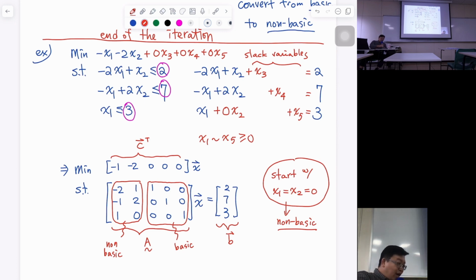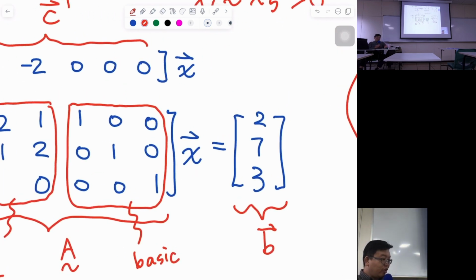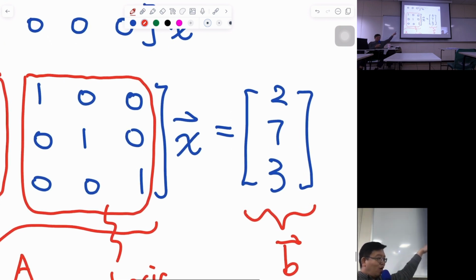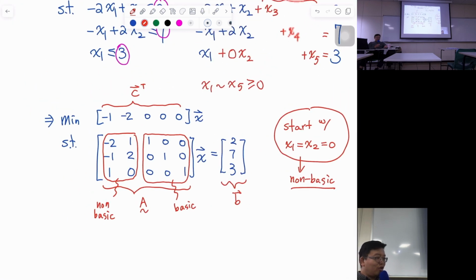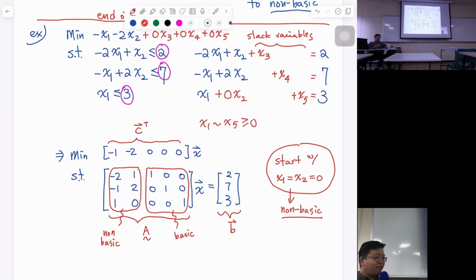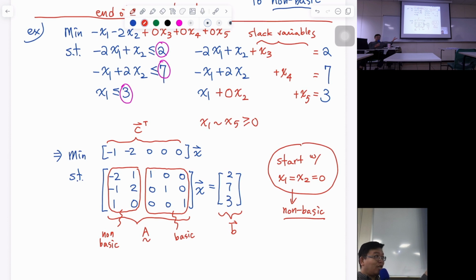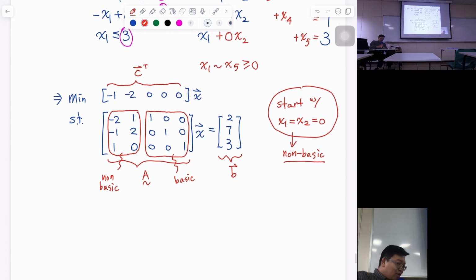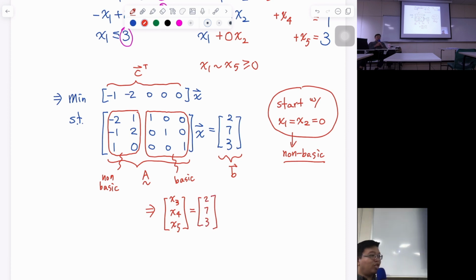When you do that, you realize you are only doing this: the 1, 1, 1 matrix times x equals 2, 7, 3. So what are your x3, x4, and x5? They are basically 2, 7, and 3. So you can easily get your x3, x4, and x5. So what's your initial guess? Basically 0, 0, 2, 7, 3. That's your initial guess.